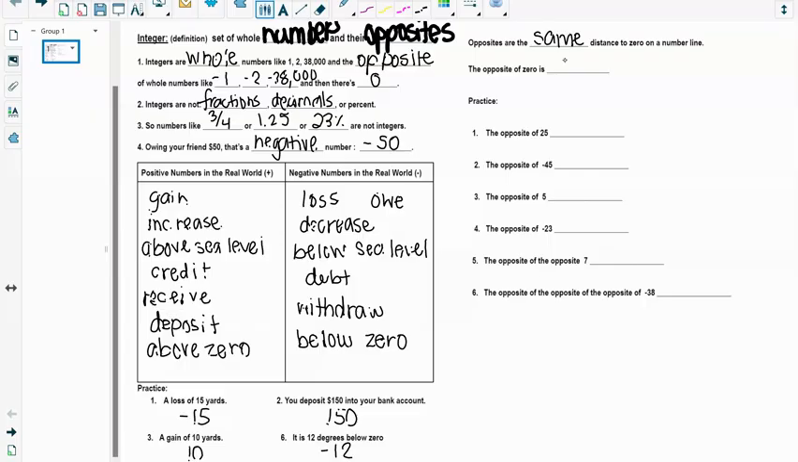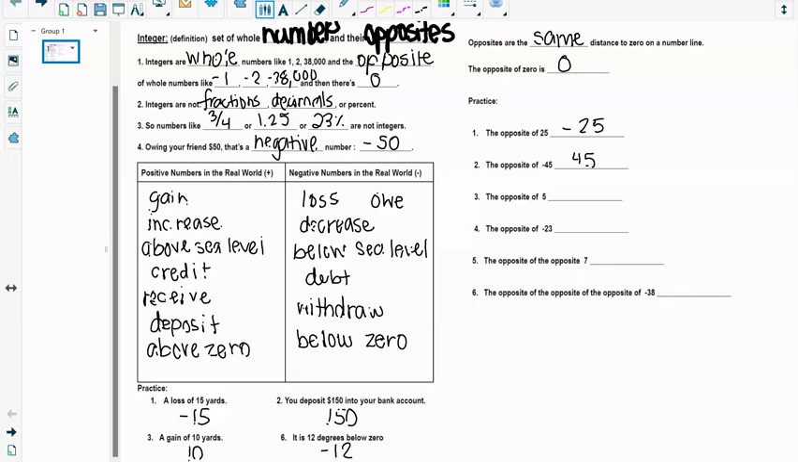The opposite of zero is zero. Zero is neither positive nor negative, so it doesn't really have an opposite. It is just the same. The opposite of 25 is negative 25. The opposite of negative 45 would then be positive 45. So basically, if it's positive, switch it to negative. If it's negative, switch it to positive.